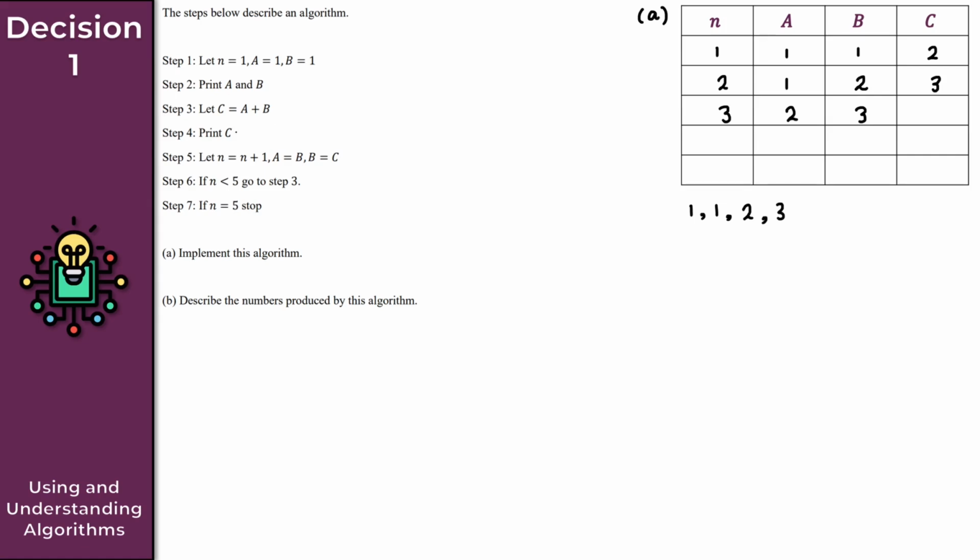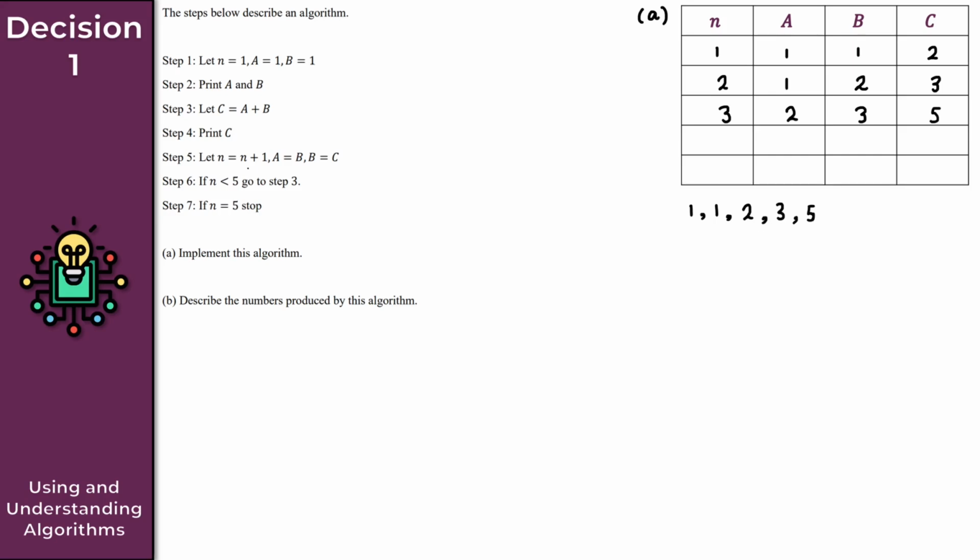So going back to step 3 then, again, all we do here is we let c be equal to a plus b. So 2 plus 3 is 5. Step 4, we print c. So print this value of c here, which is 5.